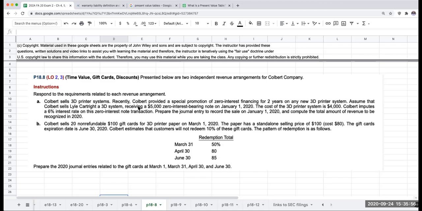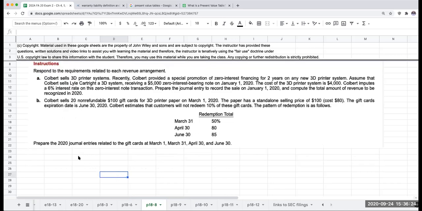Assume that Colbert sells Lyle Cartwright a 3D system, receiving a $5,000 zero interest bearing note on January 1st, 2020. The cost of the printer system is $4,000. Colbert imputes a 6% interest rate on this zero interest note transaction. Prepare the journal entry to record the sale on January 1st, and then compute the total amount of revenue to be recognized in 2020. Okay, so let's go ahead and do part A first.